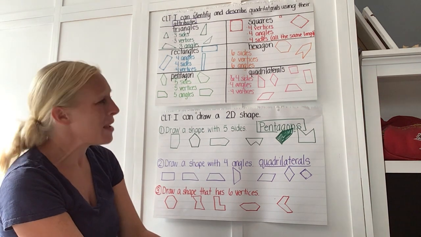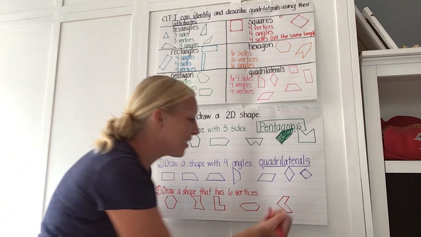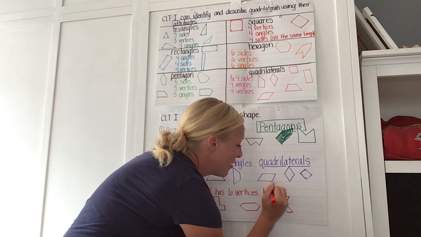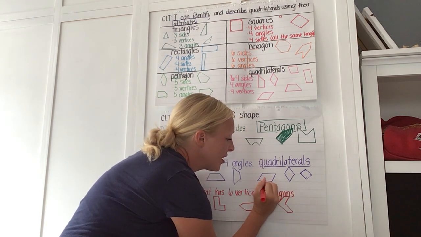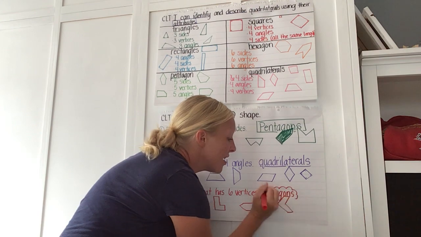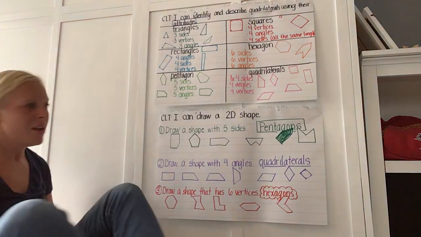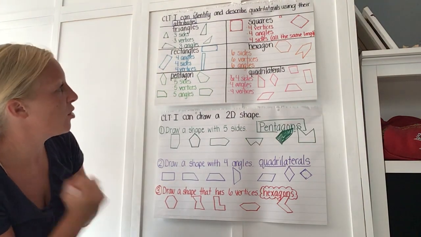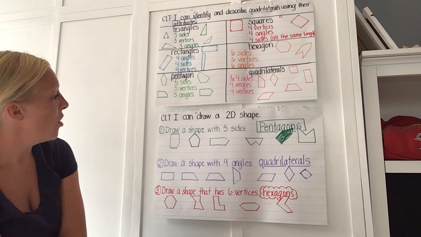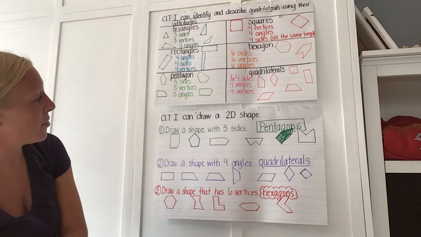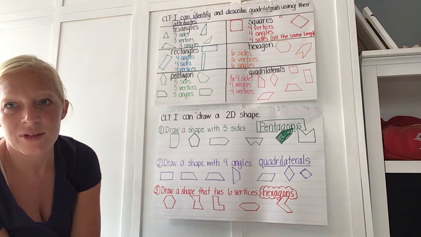Can all these be hexagons? They are hexagons. They all have 6 sides, 6 vertices. Absolutely. Look at all those hexagons, and only one of them was the same as what we had up here. We only had a couple that were the same as up here for our pentagons. And look at all those quadrilaterals that we have.